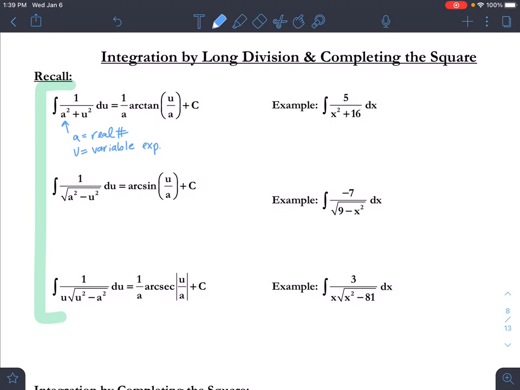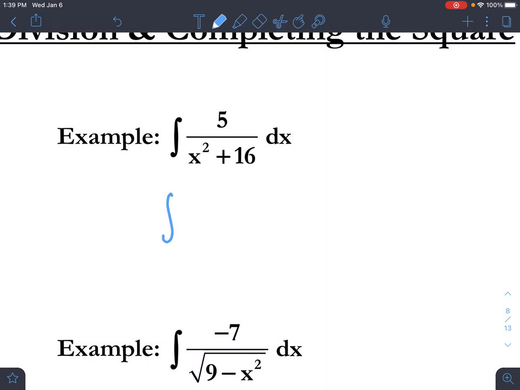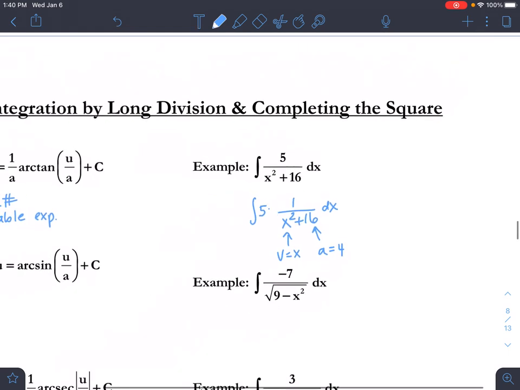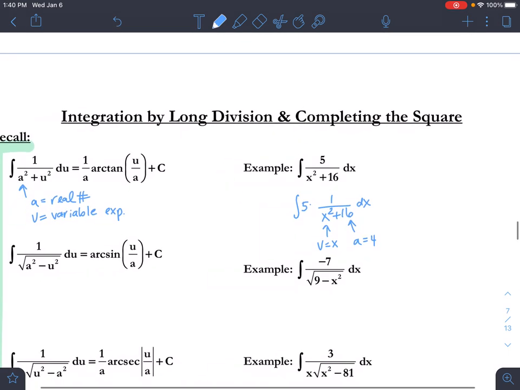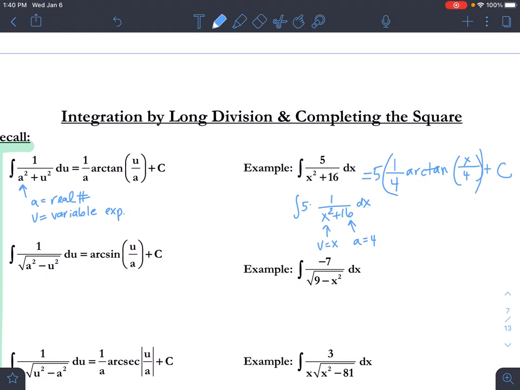If we're taking the integral of 5 over x squared plus 16 dx, you can just move the 5 to the front: 1 over x squared plus 16. We see this format. u is x, a is 4. Just refer back, you notice it's in that same pattern. So this is the same as 1 over a arctangent of u over a plus c. Sorry, I forgot the 5, of course. You can just leave the 5 out front. And that's it. You could write it as 5/4 if you want.